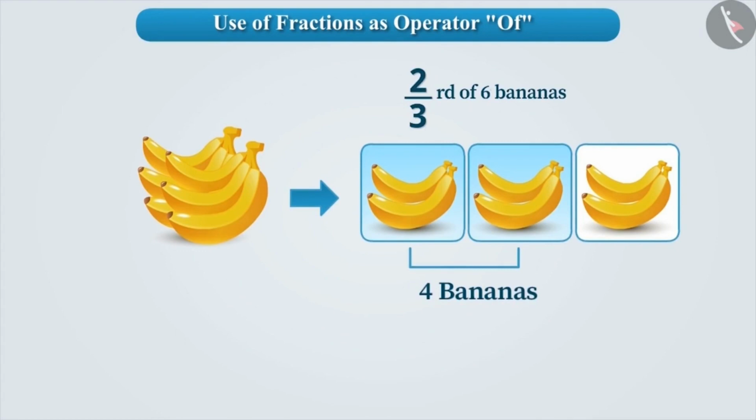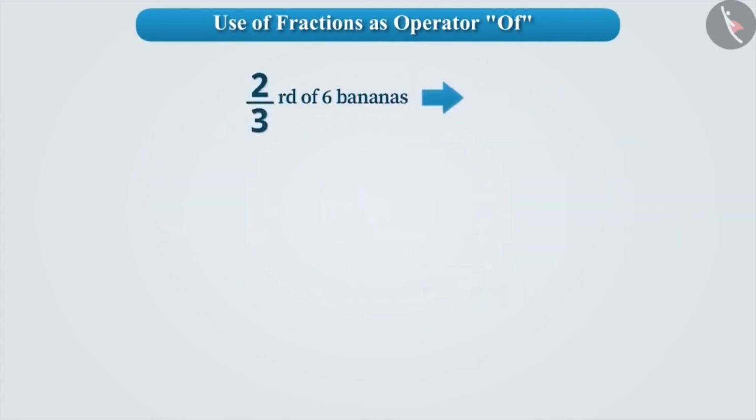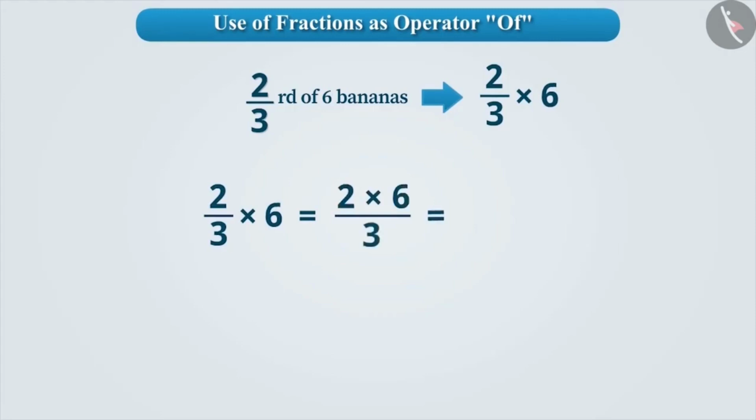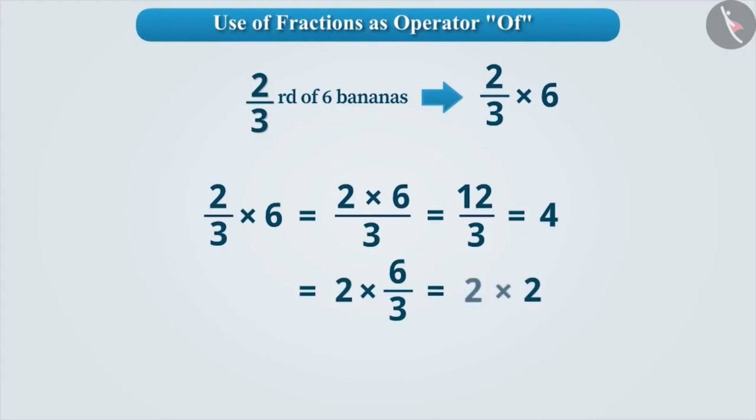We can also express this as multiplication. 2/3 part of 6 bananas is equal to 2/3 multiplied by 6. One way to solve that is that first we can multiply the numerator 2 by 6 and then divide the result 12 by 3. This would give us the result 4. We can also solve this using another method. First, we divide 6 by the denominator 3 and then multiply the result 2 by the numerator 2. This also results in 4.